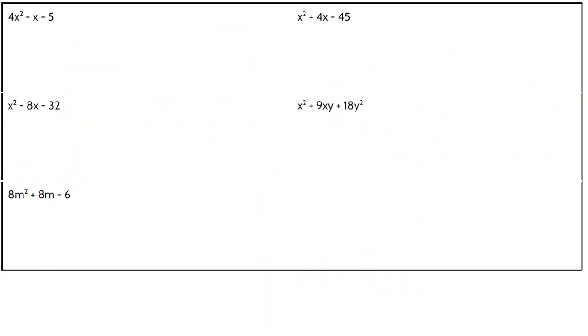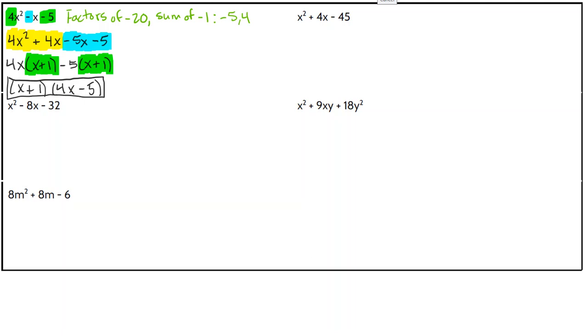All right. Go ahead and pause the video and try 4x squared minus x minus 5 on your own. All right, so for this one, we multiply those outside numbers. So 4 times negative 5, that's negative 20. And when the middle number is a negative 1, so the factors of negative 20 that add up to negative 1 are negative 5 and 4.